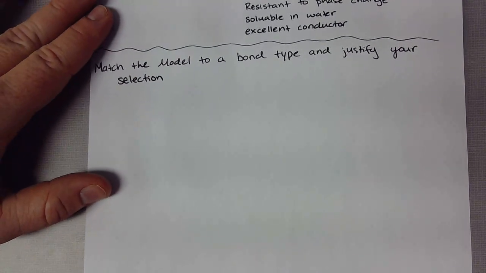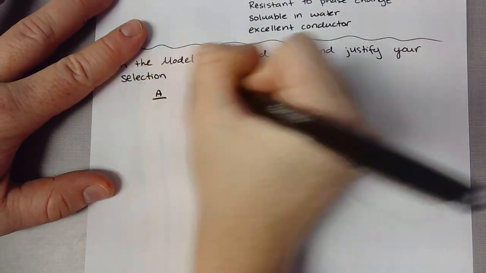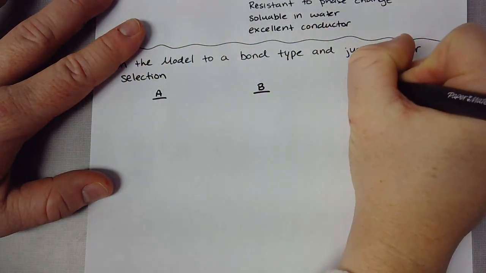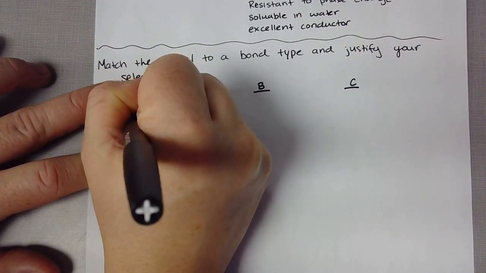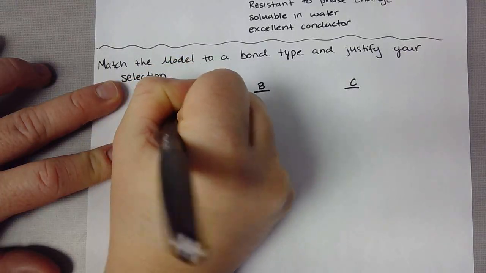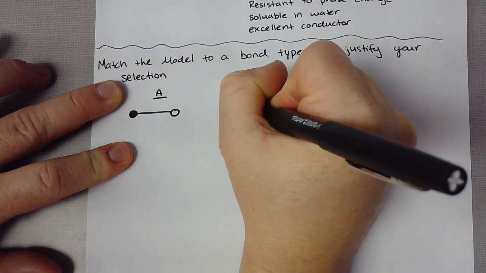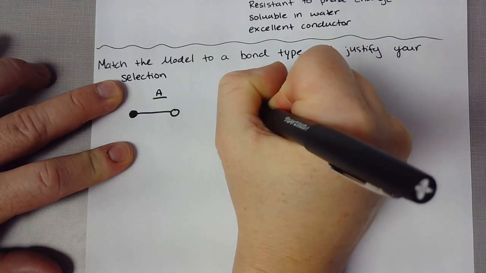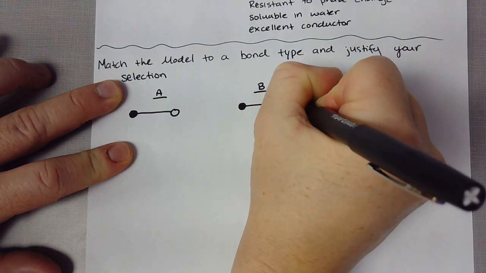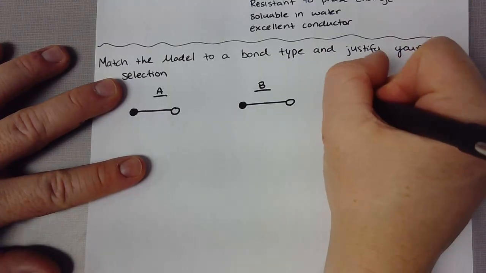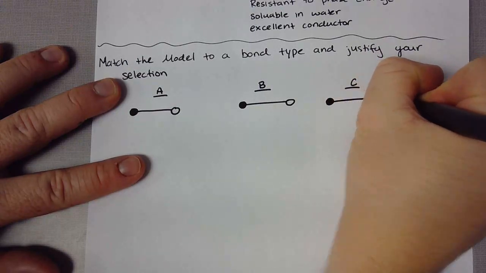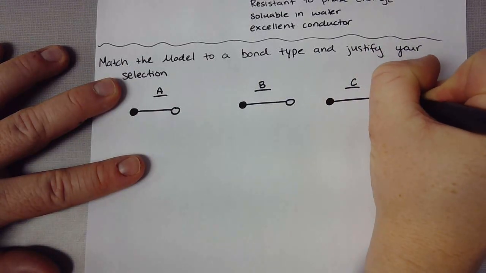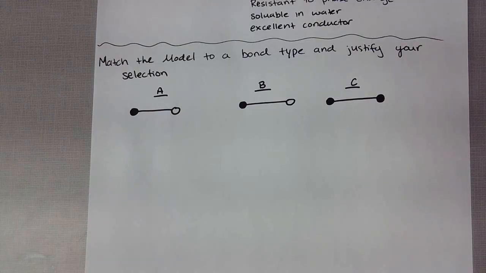So I'm going to do three different models: Model A, Model B, and Model C. Model A, B, and C are each going to be simple ball and stick compounds. Two atoms bonded together. Yes, there is something different about C. Yes, that is intentional.